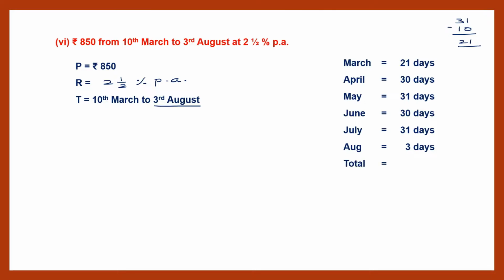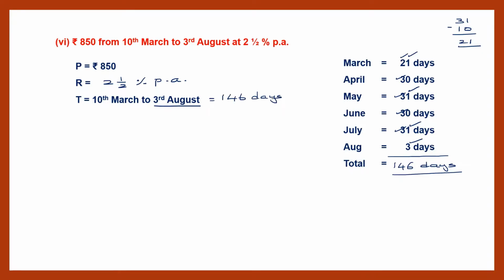Now we are going to find the total number of days. So let's add this up. 1 plus 1 is 2, 2 plus 1 is 3, 3 plus 3 is 6. Now here 2 plus 3 is 5, 5 plus 3 is 8, 8 plus 3 is 11, 11 plus 3 is 14. So here also, like the previous sum, we have 146 days. So time is 146 days.